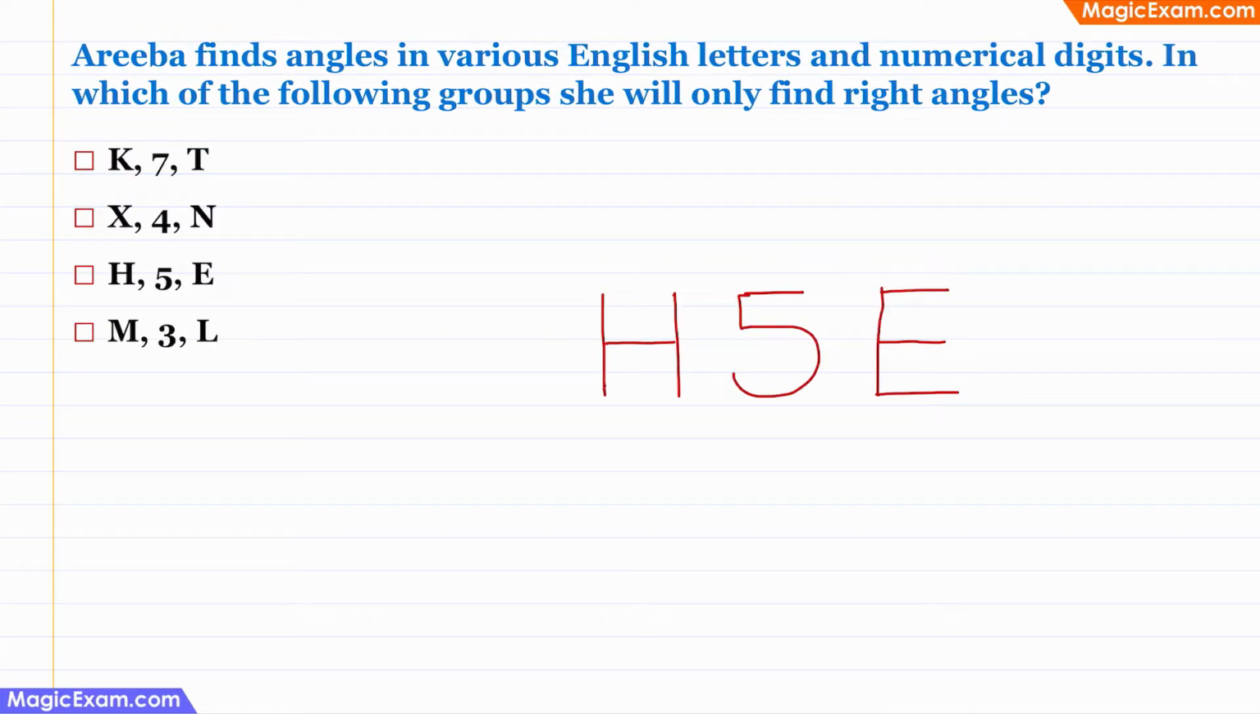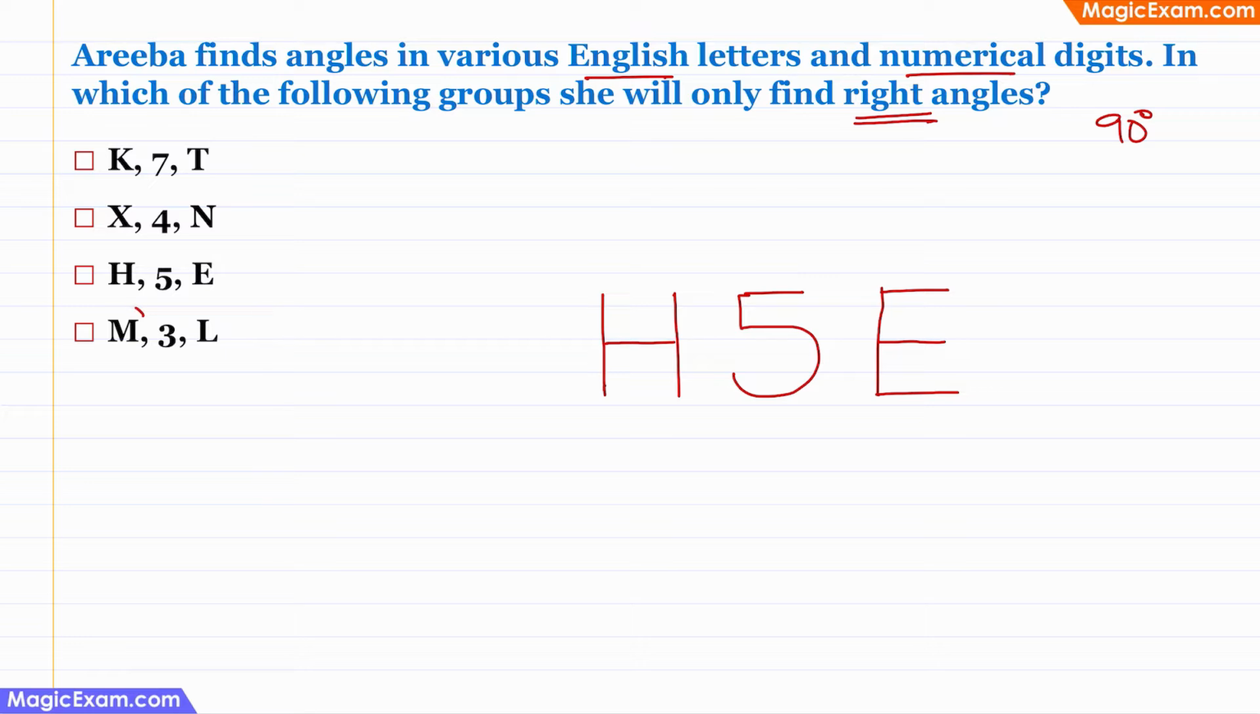Areeba finds angles in various English letters and numerical digits. In which of the following groups will she find only right angles? So right angles are 90-degree angles. So this question looks a little tricky, but we can follow an elimination strategy to answer this question easily.